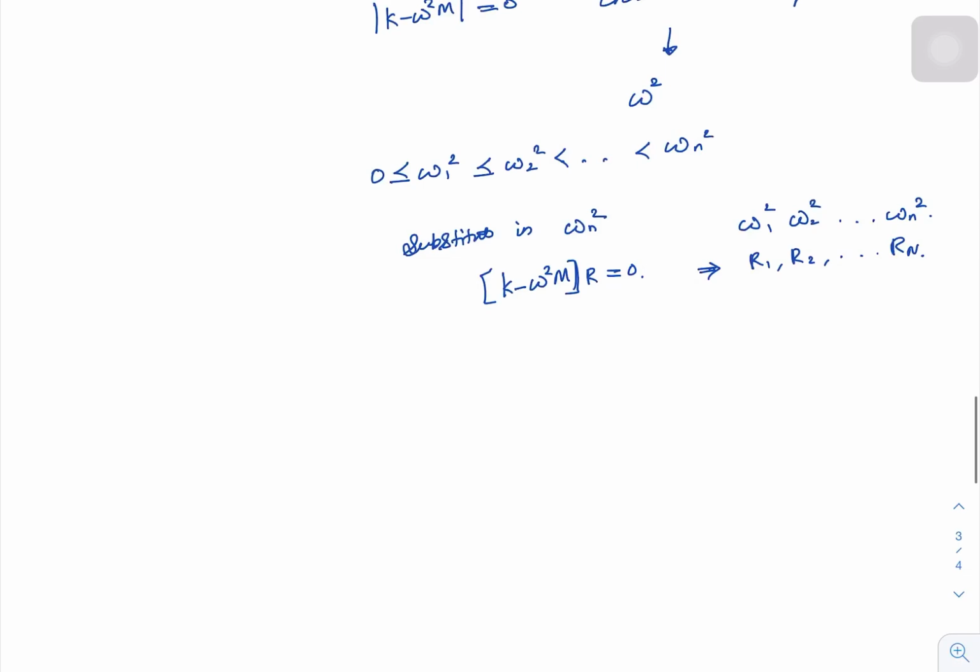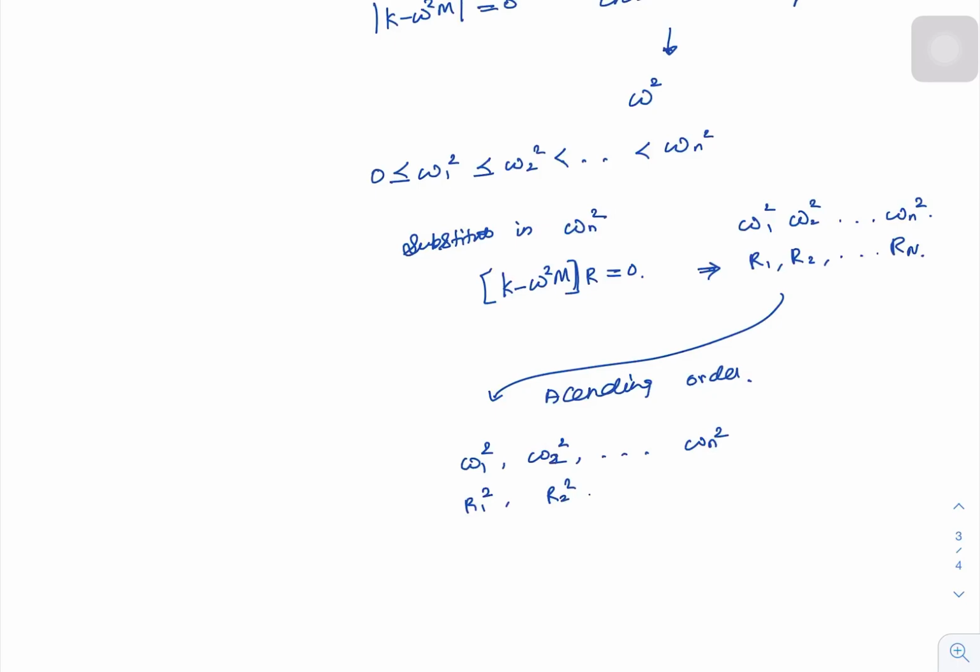Now to assemble it, we need to write in ascending order, and name it omega 1 square, omega 2 square, up to omega n square. Similarly, we need to write the associated vectors. For each omega there will be a unique vector r, so you need to write that r along with it. Omega 1 is called the eigenvalue, and r1 will be the eigenvector.